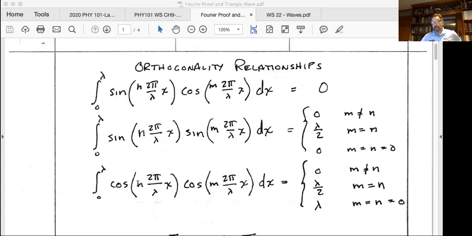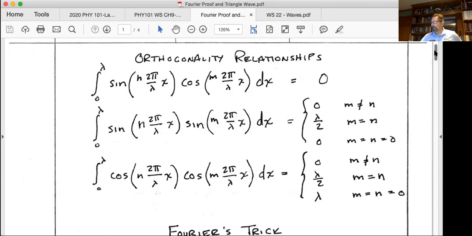If m and n aren't the same harmonic, these two integrate to 0. If they are the same, it integrates to lambda over 2. And this is a special case for the cosine: if m and n are both 0, it integrates to lambda. And that's why there is an A0 term, technically.